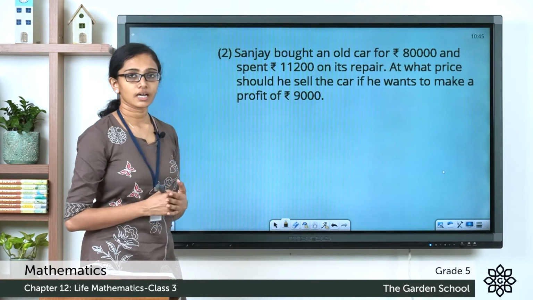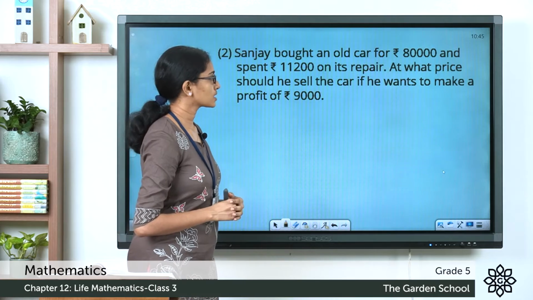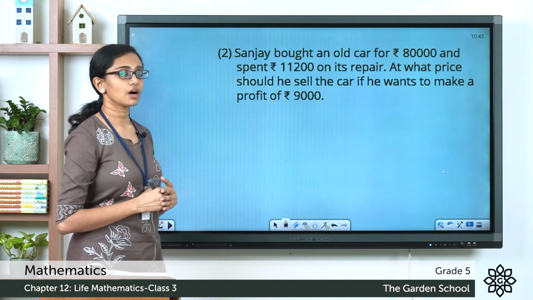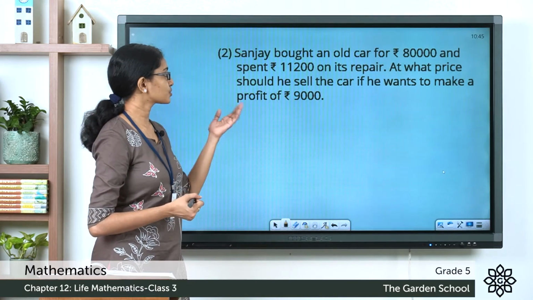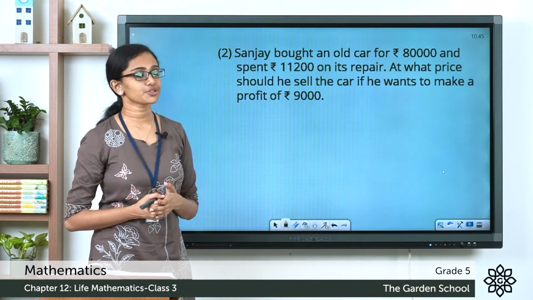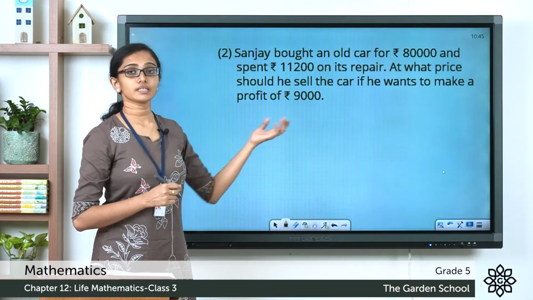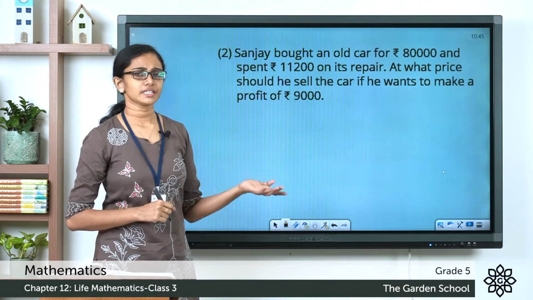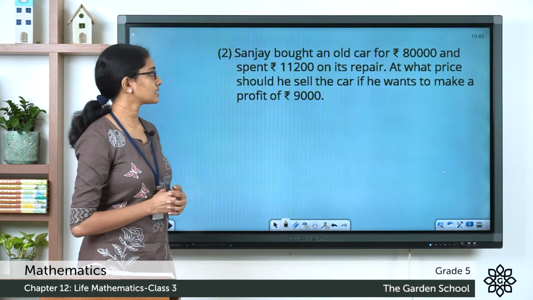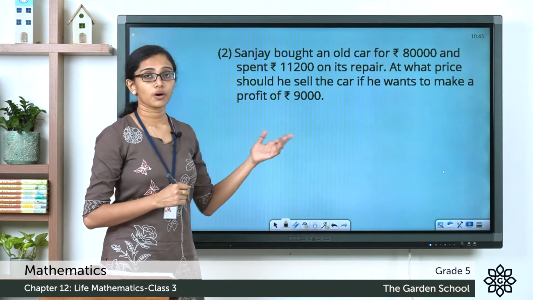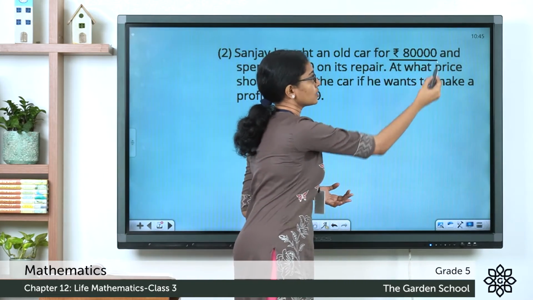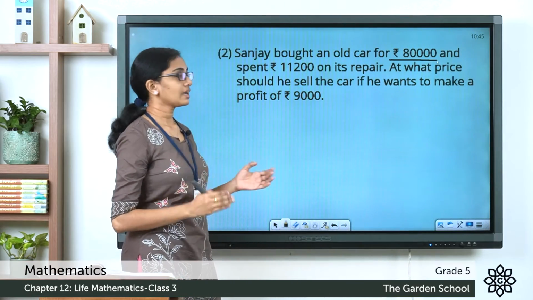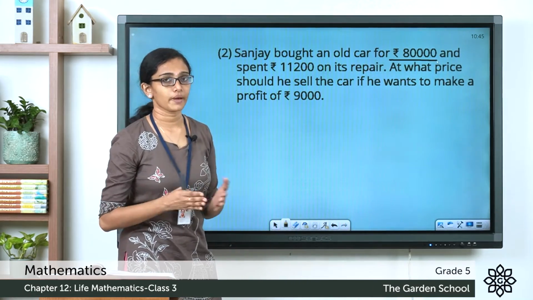Sanjay bought an old car for rupees 80,000 and spent 11,200 on its repair. At what price should he sell the car if he wants to make a profit of rupees 9,000? So let's see what all data are mentioned in the question. So Sanjay bought an old car. So the buying price is, or the cost price is rupees 80,000, and he spent some amount on its repair. How much?